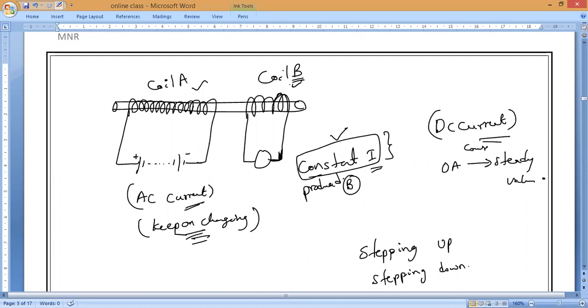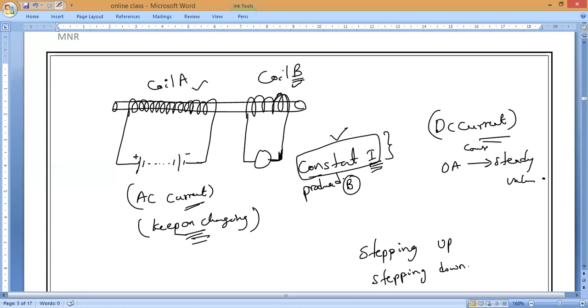So these transformers we are using in our power stations and a variety of electronic appliances such as a radio set, TV set, everything we are using with alternating current only. That is why you can see refrigerators, geysers, fans and all, they are all having alternating current in coil A, so that in coil B a current is produced.